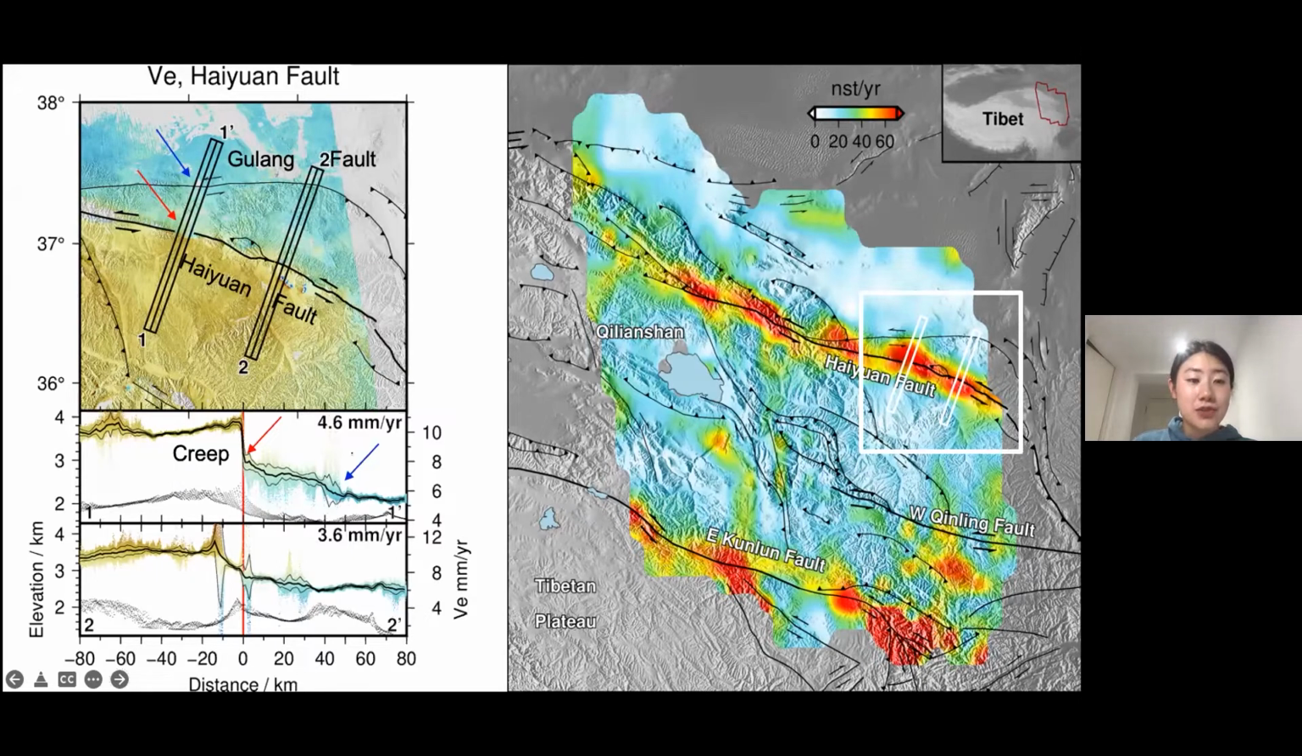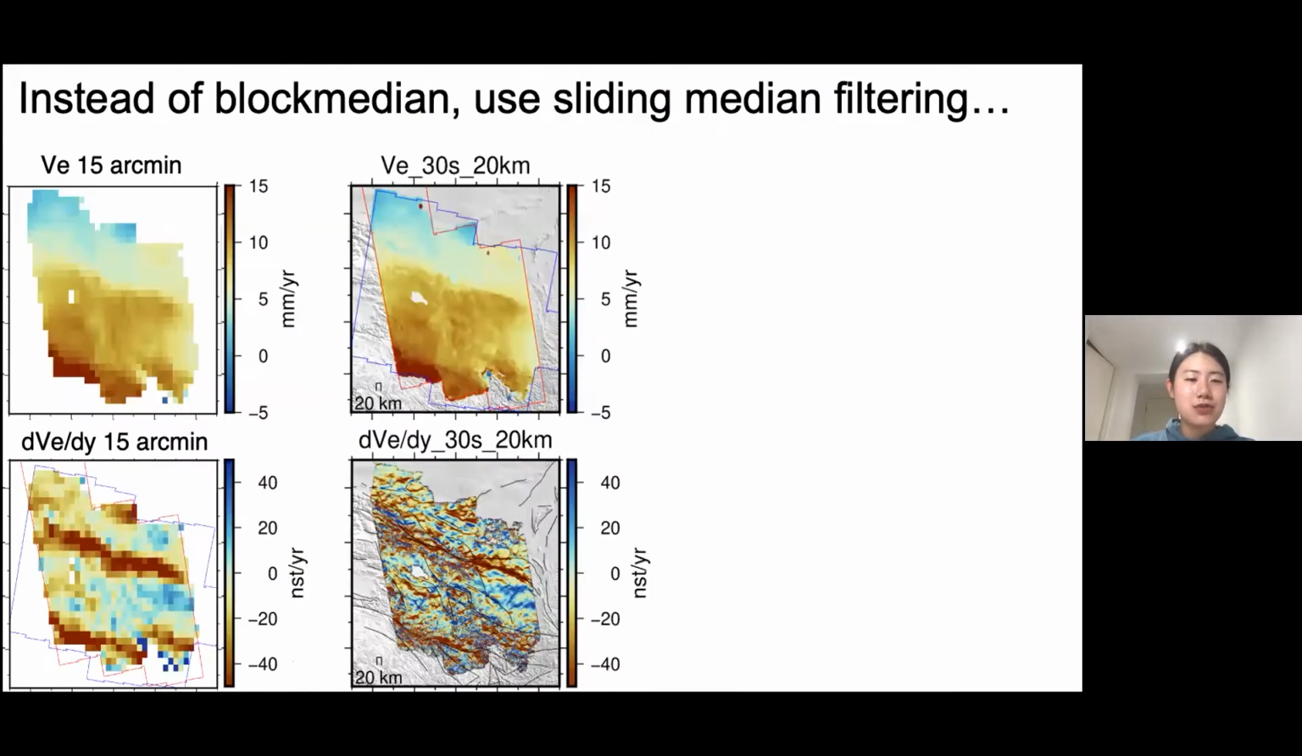These two features are separate, but in the strain rate field, they are merged into this big blob of strain rate feature, which is not ideal. Ideally, we would like to separate them and to visualize this strain partitioning between different faults. So we need to increase the resolution or retain the VE map a little bit better.